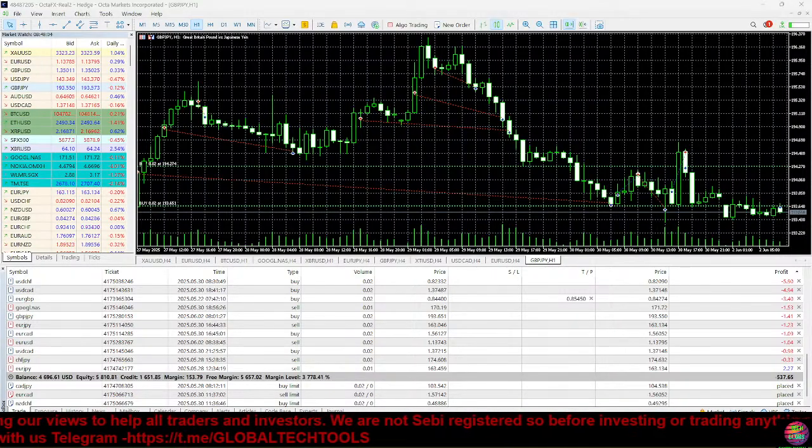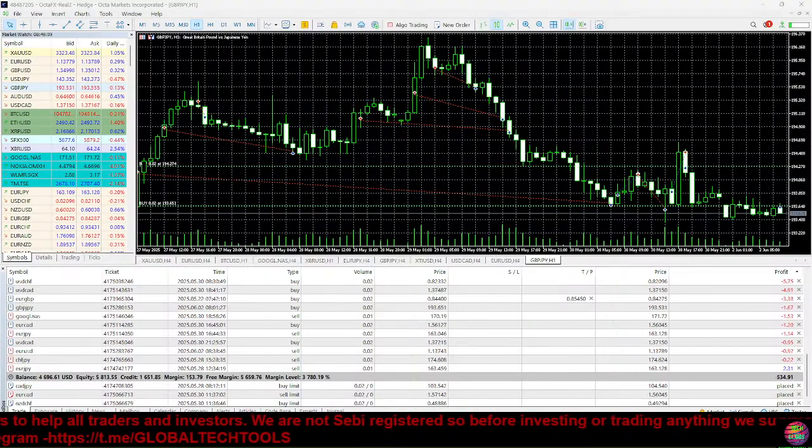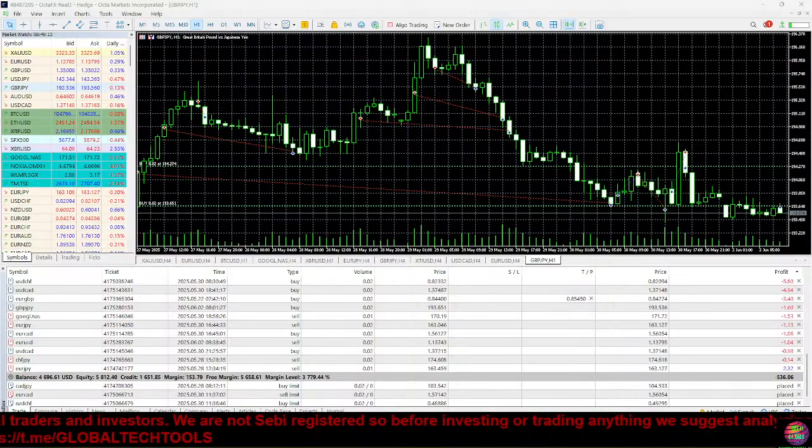Now, these are all the platforms that you are going to be using pretty much every single day. Now, there is one other platform, and that is going to be a broker. A broker is pretty much the middleman in between you and the market.